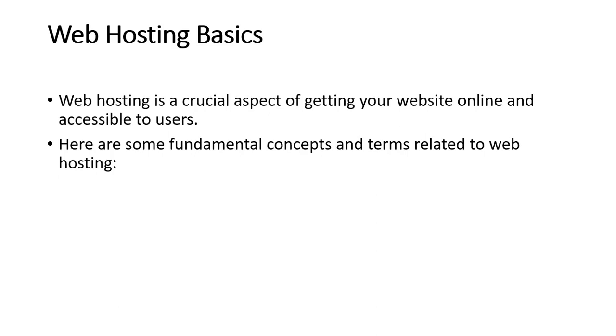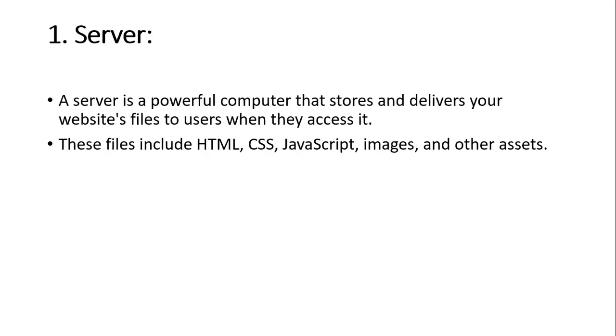It is a crucial aspect of getting your website online and also accessible to users. Here we have some fundamental concepts. Let's see them one by one. The first one is a server. A server is a powerful computer that stores and delivers your website's files to users when they access it. So we have a list of files like an HTML file, CSS file, JavaScript file, and image files. A lot of assets will be there, so we can include all kinds of accessible files.